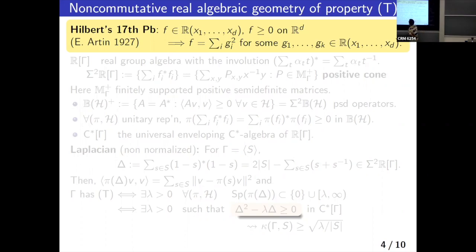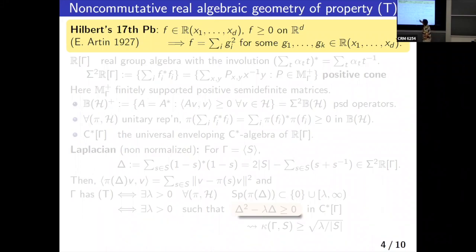A typical example is Hilbert's 17th problem. F is a rational polynomial that is non-negative on R^d, and he asked whether it is always a sum of squares if it is non-negative. Hilbert knew by an existence theorem that this cannot be true for the polynomial ring, but he wasn't sure about rational polynomials. This was solved by Emil Artin in 1927. So this is real algebraic geometry, and now we work on the non-commutative version.